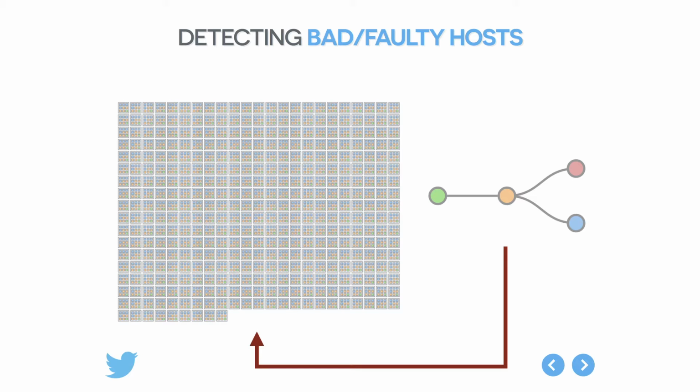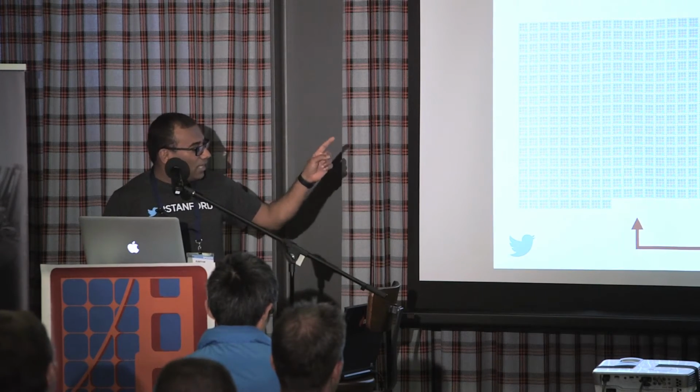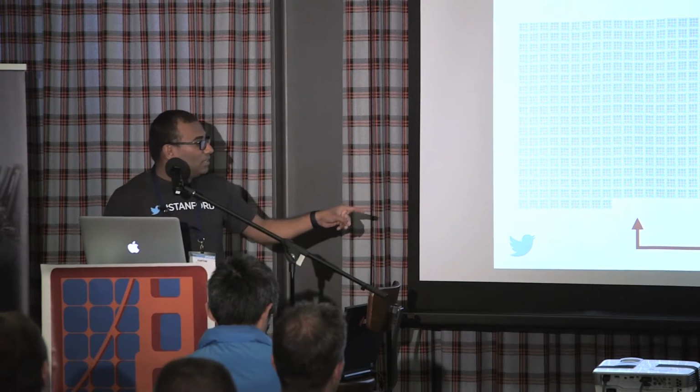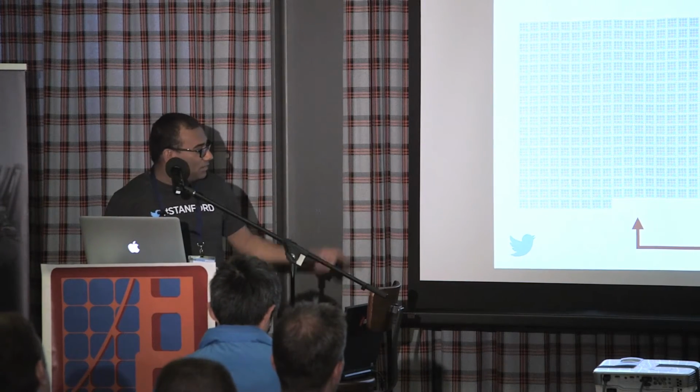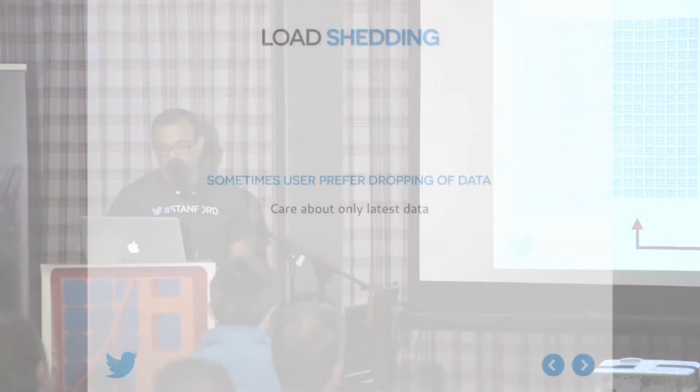We use another Heron topology to detect them. There are hundreds and thousands of machines, and we have a Heron topology that detects and analyzes the data coming from those machines, to see whether a bad host is present. Then you put the feedback in and take that machine out of service.